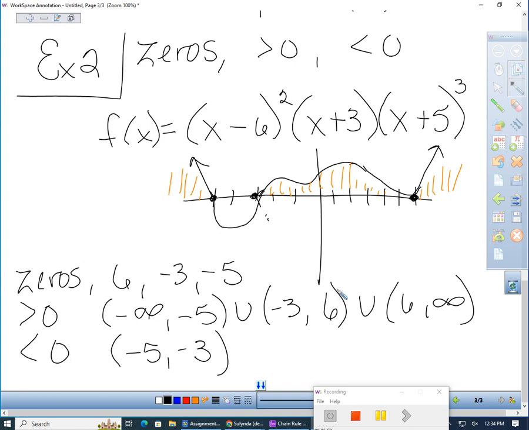All right, let's do example number 3. In the next one, we're going to do a signs chart. Do you recall doing the signs chart before? I asked if you remember the signs chart from chapter 1.